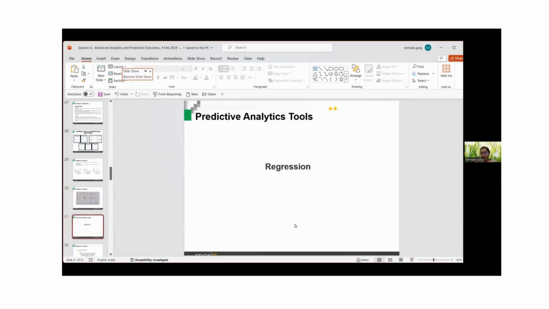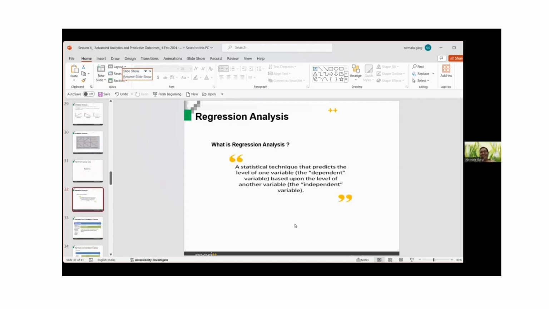Now, when we do regression, is anybody a little familiar with regression? Anybody? Yes, ma'am, studied during my MBA and BBA. Okay, good.